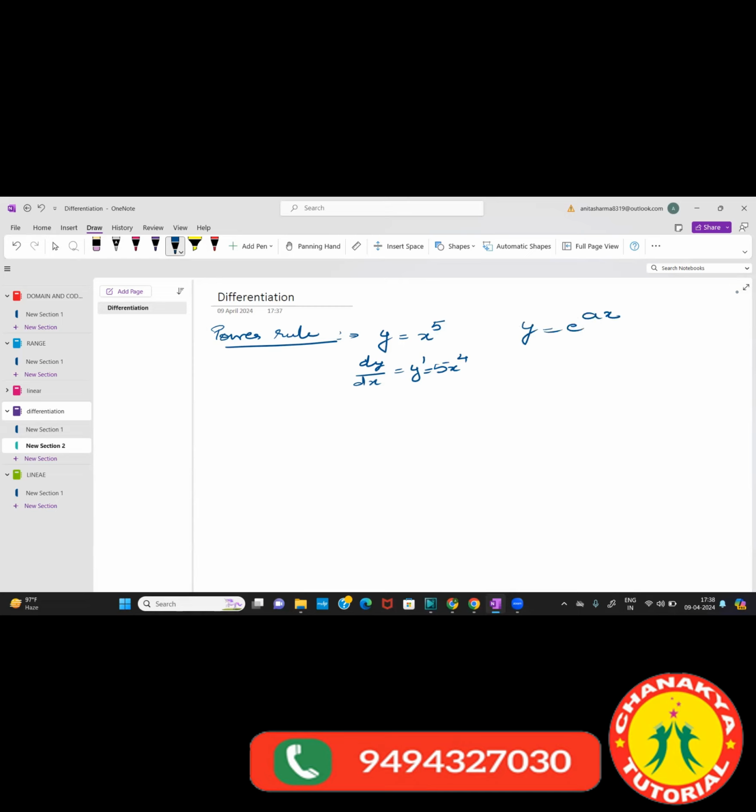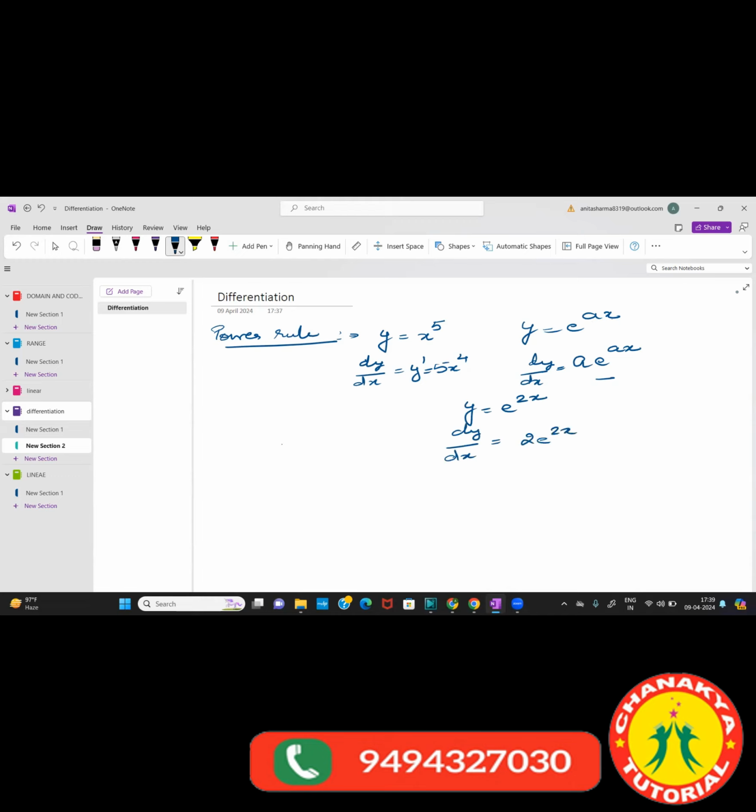Now if we are given y is equal to e to the power ax, then what is the differentiation of e to the power ax? The coefficient of x will come here. You will write a, then e to the power ax. Suppose you are given y is equal to e to the power 2x. Then what will be its differentiation? 2e to the power 2x.